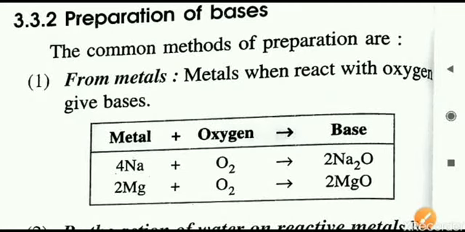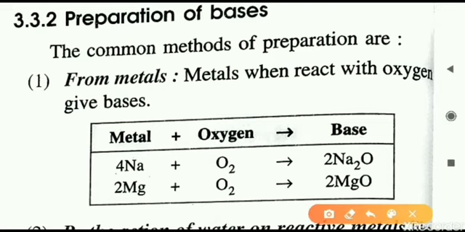Today we begin part 4 of this chapter number 3. Until the last class we had started the topic of bases and their classification. Let us begin the next topic, that is preparation of bases. Bases can be prepared in the following methods, as we will be discussing now.